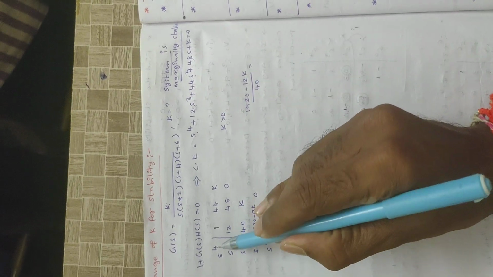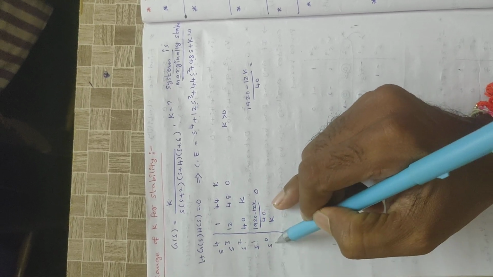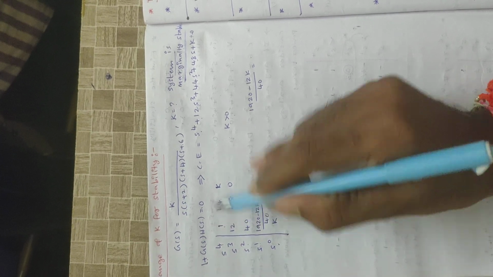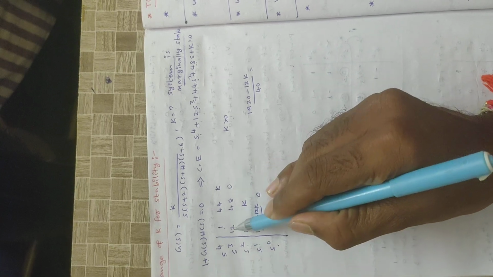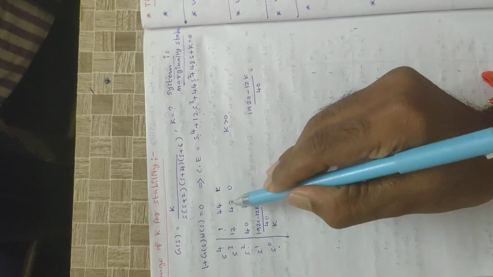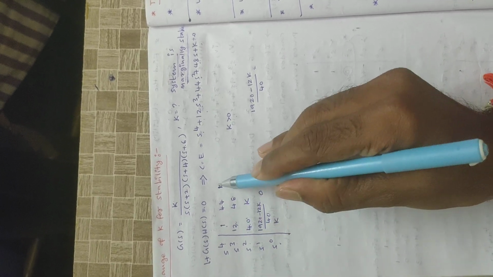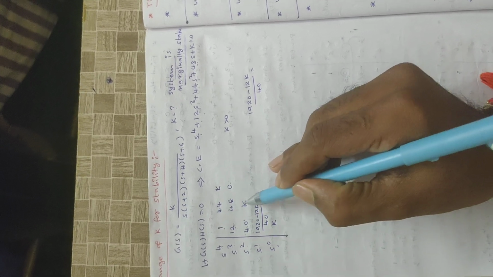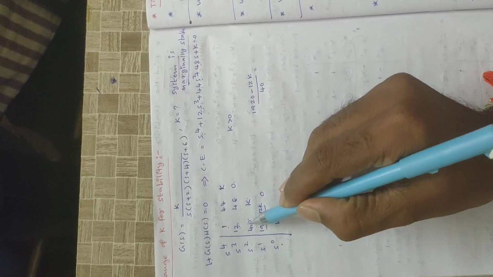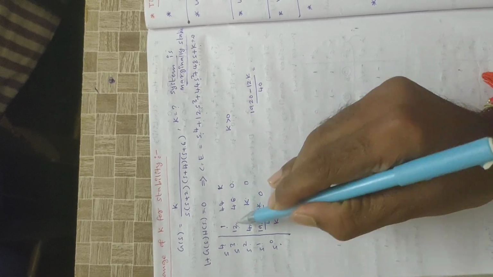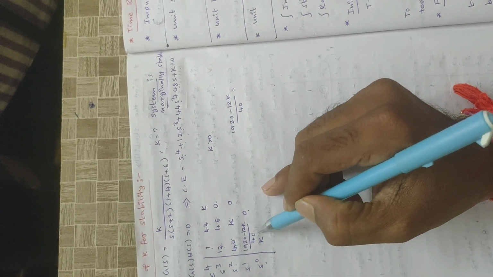Then again here I need to use the RH criteria: s^4, s^3, s^2, s^1, s^0. The first row is 1, 44, k. Next, 12, 48. In case of the s^2 term, 12 into 44 minus 48 divided by 12. If I simplify this, I will get 40. Next, 12 into k minus 0 by 12, I will get k. After that, 40 into 48, that is 1920, minus 12k, divided by 40. Next, 40 into 0 minus 0 into 12 divided by 40, that value will be 0. After that, k. Okay, for stability k is greater than 0.